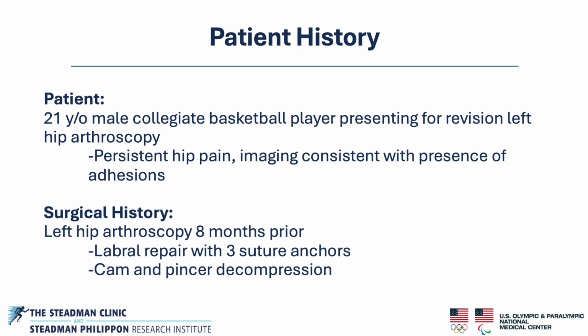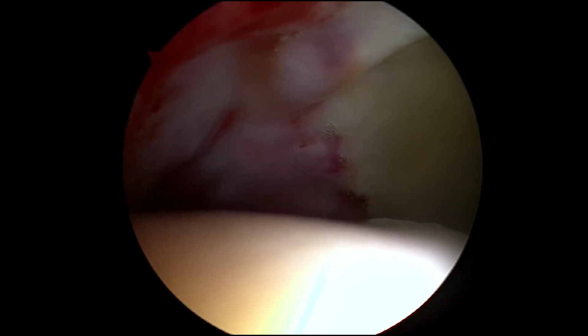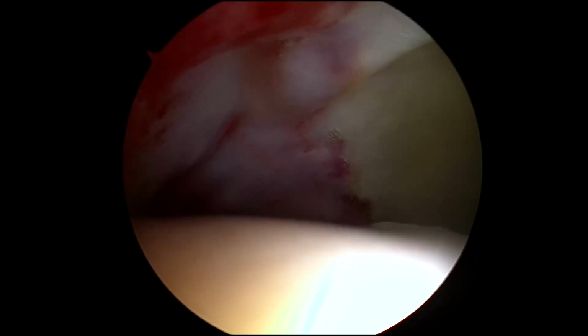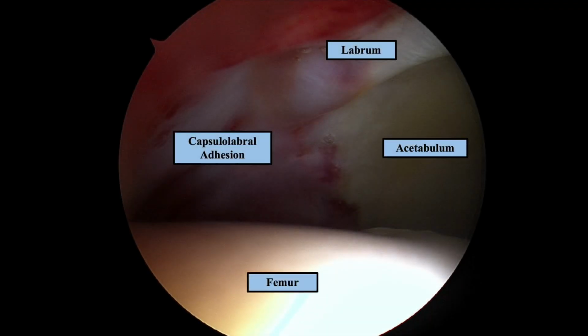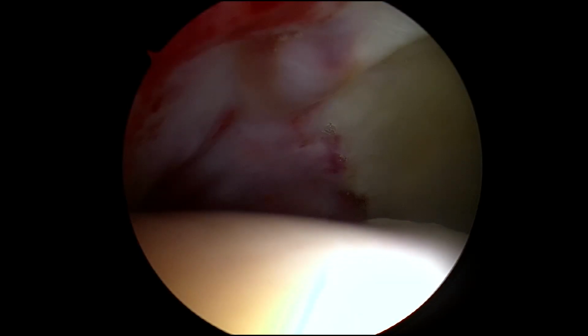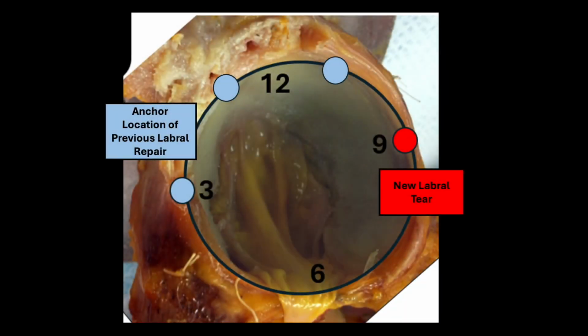Notably, the presenting patient was an elite athlete who previously underwent hip arthroscopy for a labral tear and presented with recurrent hip pain. After establishment of anterolateral and mid-anterior portals, diagnostic arthroscopy of the hip was performed. Here, we identified the presence of an adhesion between the labrum and capsule, a capsulolabral adhesion, at the 9 o'clock position.